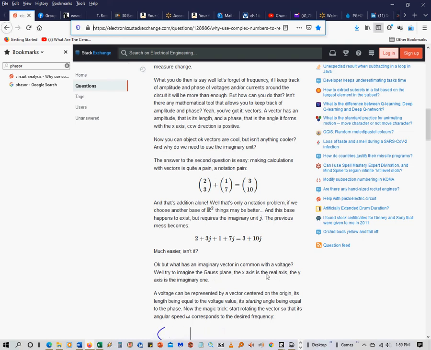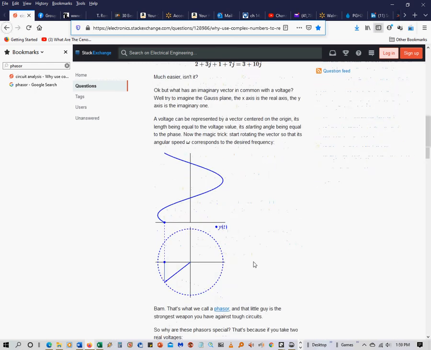What is the imaginary vector in common with a voltage? Try to imagine a Gauss plane. The x-axis is the real axis, the y-axis the imaginary one. So if you could see this, this is a voltage, okay, and this is the amplitude right here. They kind of have it turned on its side from how we normally look. This vertical axis is the time, is elapsed time. So it's showing how a sinusoid gets converted graphically into a vector. All right. So this is in the frequency domain and this is in the time domain. And this is called a phasor.